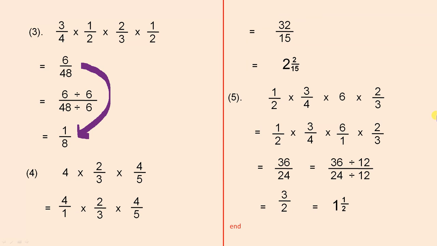So this video has introduced us to the idea of multiplying fractions. We've seen some simple rules to guide us through the process. Always be on the lookout to simplify the answer or change it from an improper fraction to a mixed fraction.